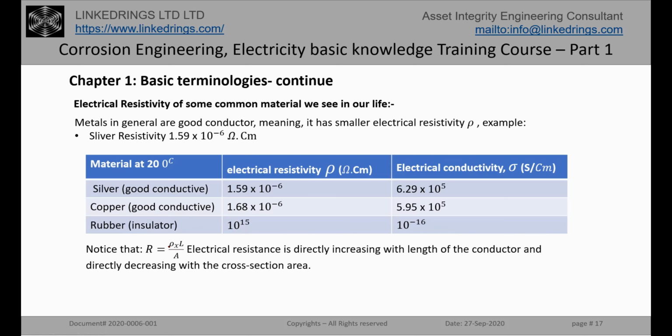We notice that the resistance equals the resistivity times the length divided by the area. What does that mean? If the length is increased, the electrical resistance will increase. If the cross-sectional area increases, the electrical resistance will decrease. The bigger the area, the smaller the resistance. The bigger the length, the larger the resistance. So a longer wire has more resistance than a shorter wire. A thick wire will have less resistance than a thin wire.